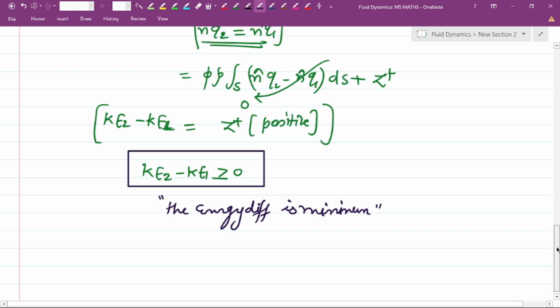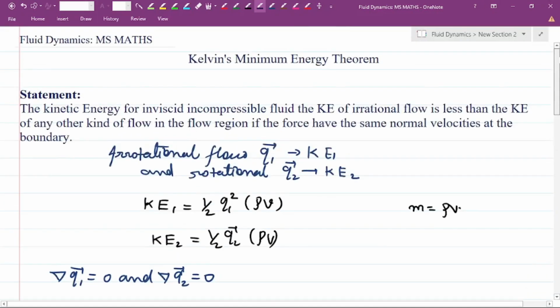So this is all about Kelvin's minimum energy theorem and Kelvin's circulation theorem. I hope you got the concept of Kelvin's theorem.